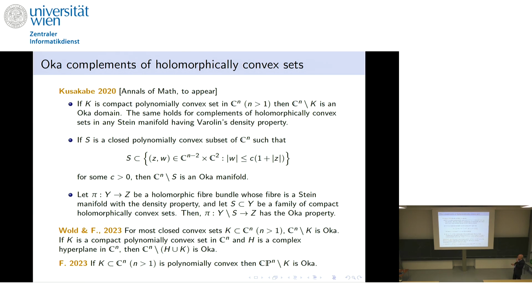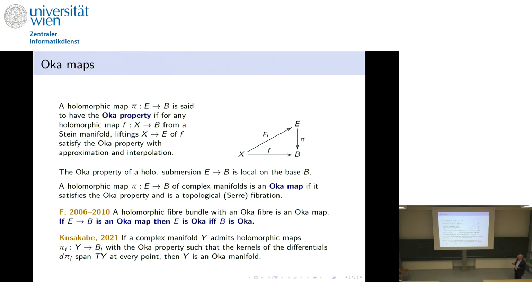But I should maybe, I'm talking of the Oka property of a map, and this was done in the previous slide. So let me return to the previous slide. Not only do we have Oka manifolds, but we have Oka maps. What are Oka maps? You consider a diagram like this. So here, this X will always be Stein. This vertical map will be just some holomorphic map. Typically, it will be a submersion, but then we consider holomorphic maps this way, this little f from X to B, and we would like to lift them to holomorphic maps.